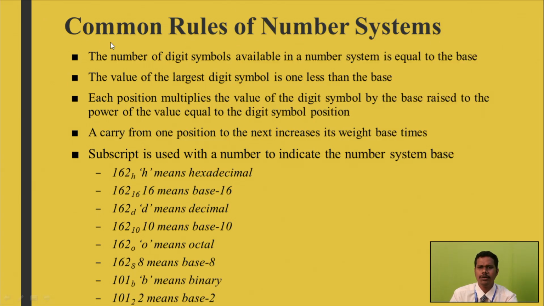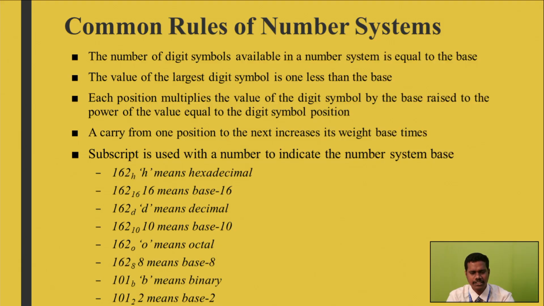Next, we are going to see the common rules of number system. The points we have already discussed are just combined and highlighted here. The number of digit symbols is equal to the base value. In the binary number system we have two different number symbols, so the base value of the binary number system is 2. For the decimal number system we have 10 different number symbols, so the base value of the decimal number system is 10. Here the 10 represents the 10 different number symbols.